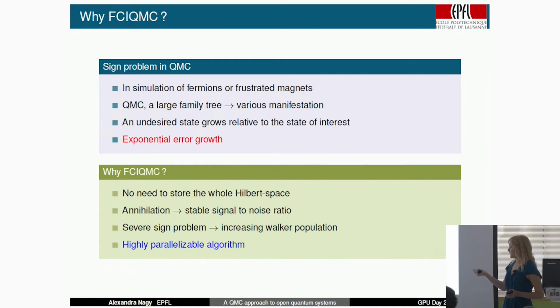So, because the severity of our sign problem will tell us the minimum required walker population, which is necessary to suppress the growth of our undesired state. And here comes into the picture the parallelization of the algorithm. Because if we are able to implement this code very efficiently, we can reach larger walker population, which means we can reach larger system sizes. At least that's the idea.